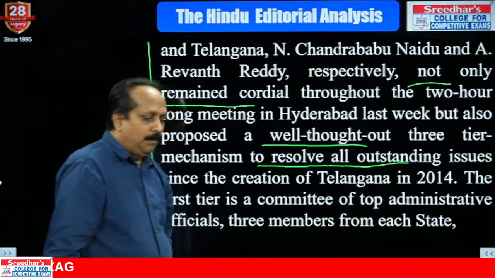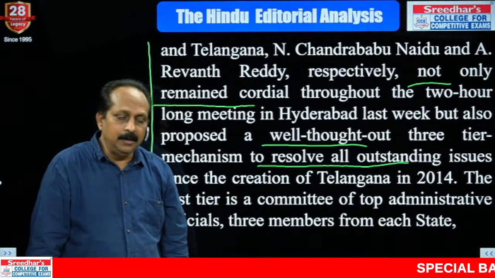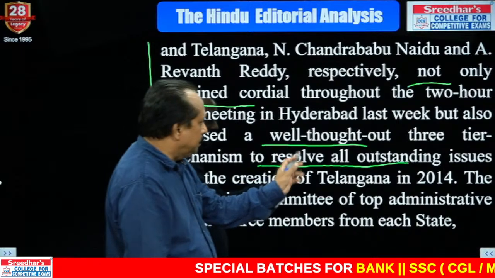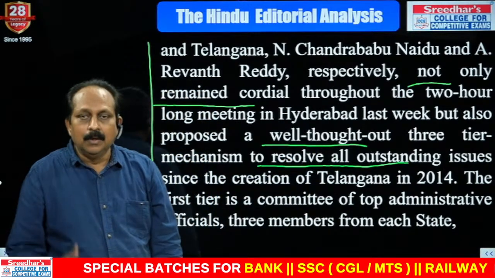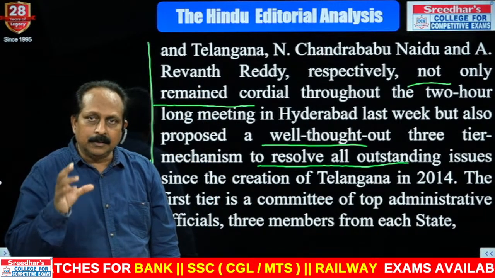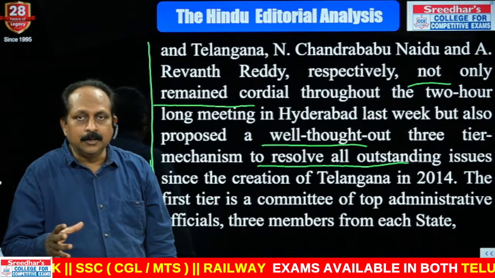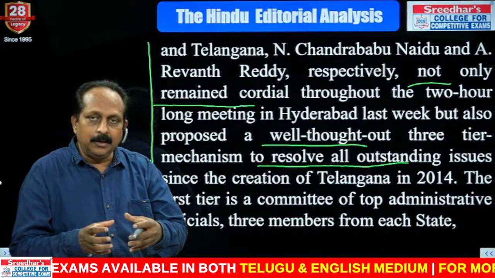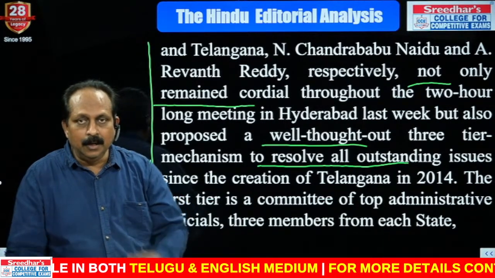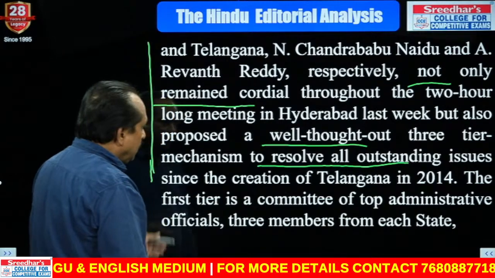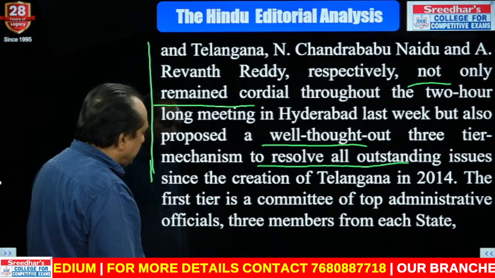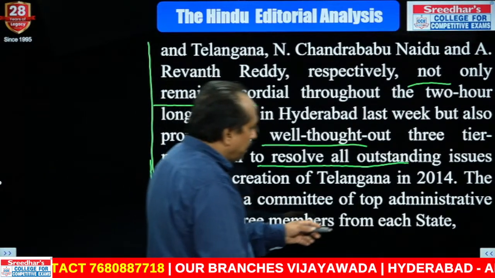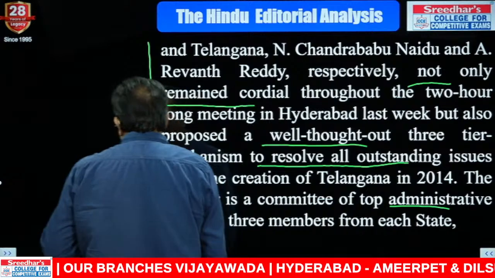This is a statement about the purpose, the idea behind, and the editorial says they have come up with a well thought out, an important expression, three-tier mechanism. The reader thinks, what is that three-tier mechanism? The answer for that, the remaining sentences, the sentences that follow, the writer tries to elaborate the three-tier mechanism. The first one, the first tier is a committee of top administrative officials, 3 members from each state. But I would like to give one word based on this. One word, one idiom.